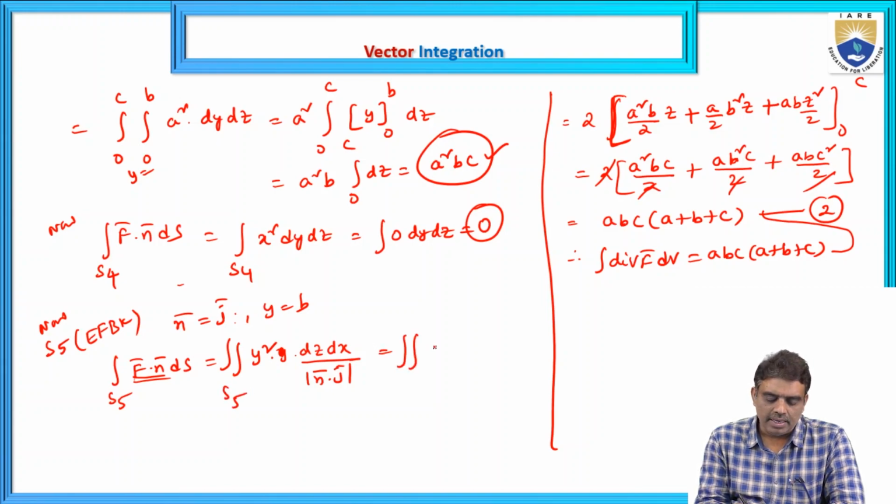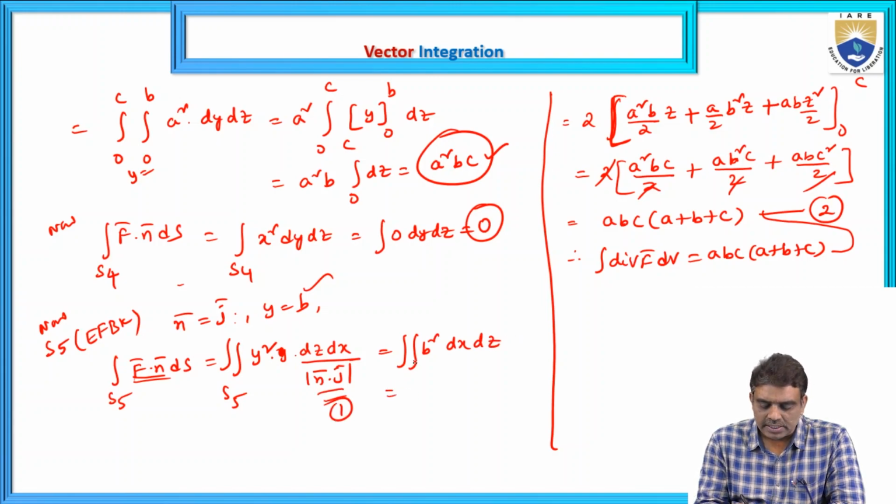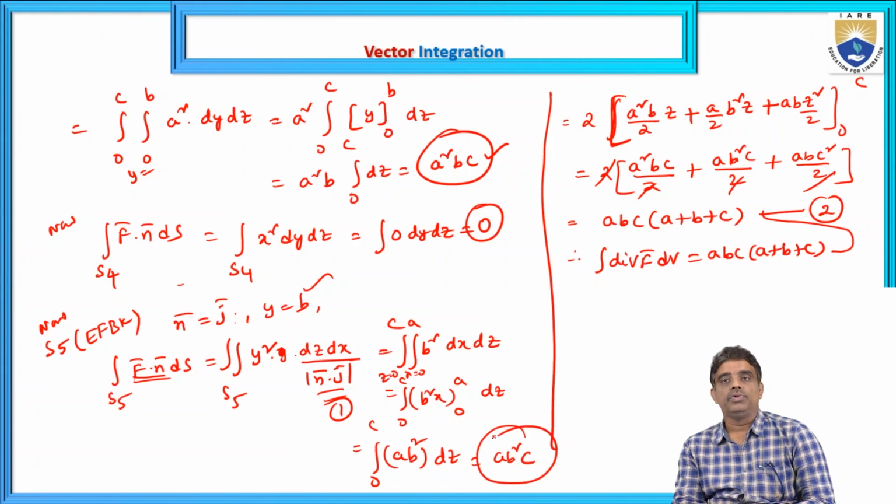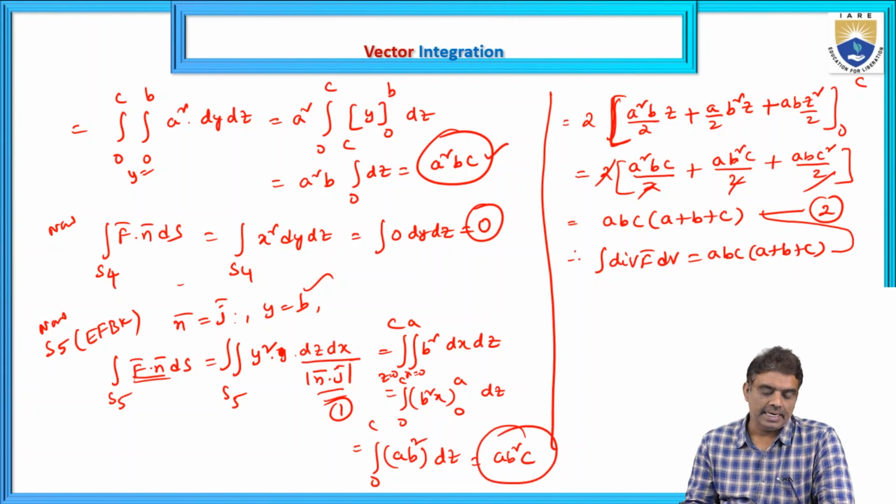That is a double integral, but here y is equal to b, the equation of the surface. So b square dx dz, and the denominator will be 1. So what is the integration? x from 0 to a and z from 0 to c. So b square, x from 0 to a, dz between 0 and c. So what is the value? ab square with respect to dz from 0 to c. That is ab square c, and this is the fifth value of the surface integral evaluation.